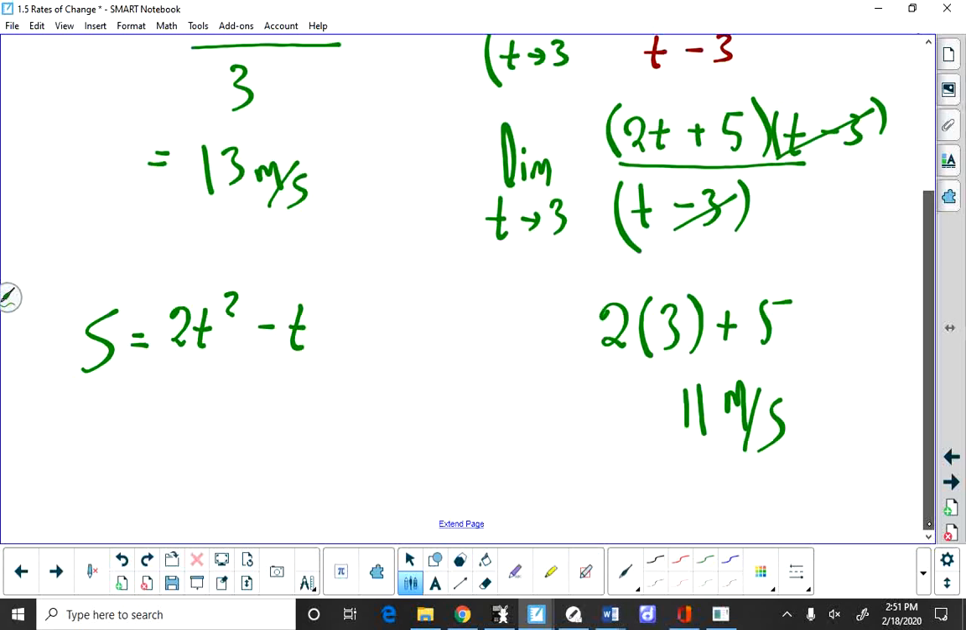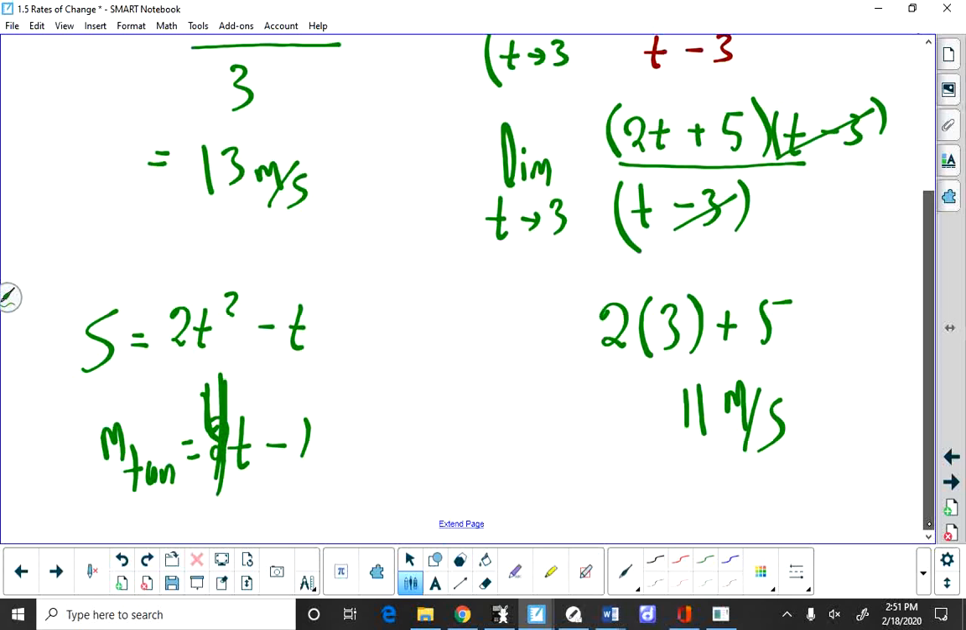Was this the formula? Not everybody's getting this every time. I know there's some people that are still looking at this, but do you agree the slope of the tangent is 4t minus 1? And what's the time? 3. 4 times 3 is 12, minus 1 is 11.